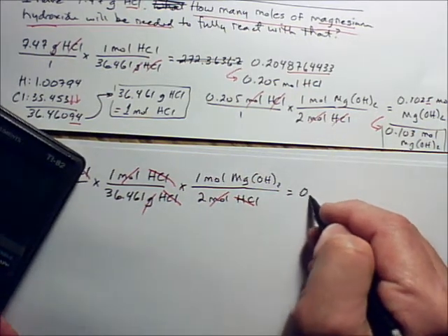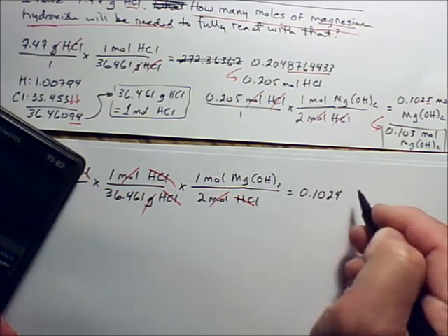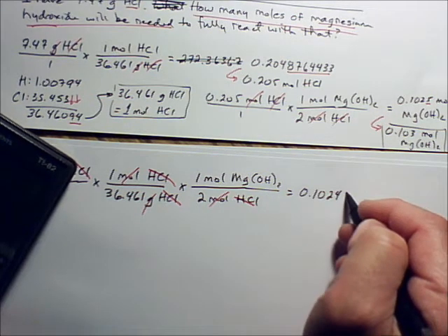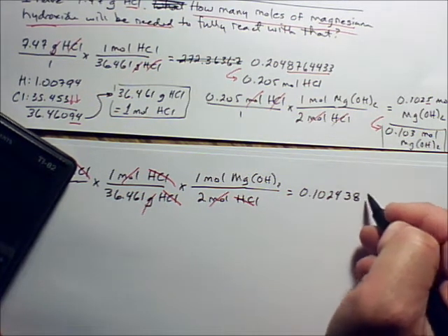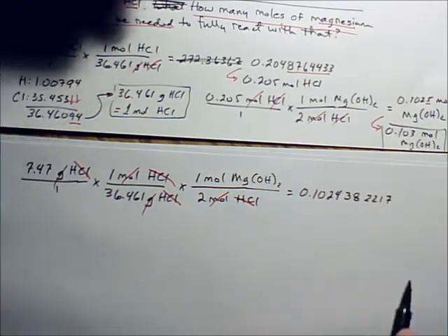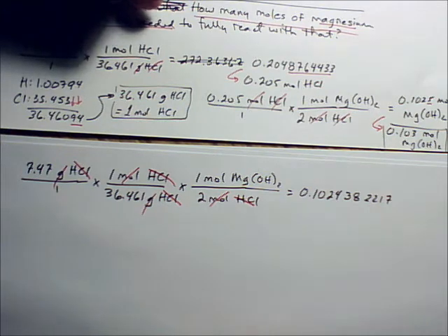And I get 0.1024. That's a little bit different than the other one. It is. I said it might be a little bit different. Okay, so we need to then round off.